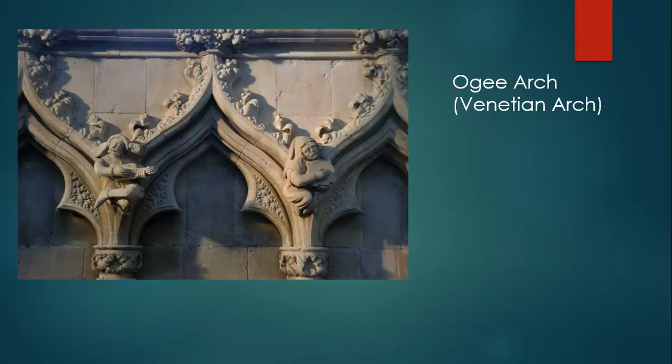The next arch we're going to construct is called the ogee arch, and it's also called the Venetian arch. If you are ever in Venice, and you get a chance to look at the buildings there, you'll see a lot of these ogee arches, which is why they're also called Venetian arches. What you'll notice that is very distinguished about the ogee arch is these S shapes that are formed in the arch. So we're going to see how to construct this type of arch.